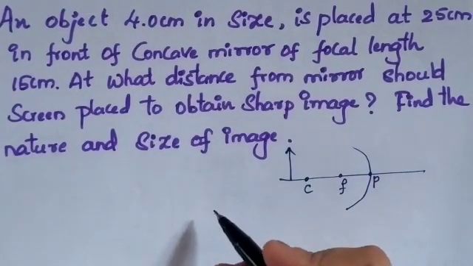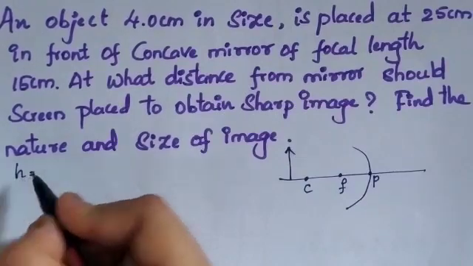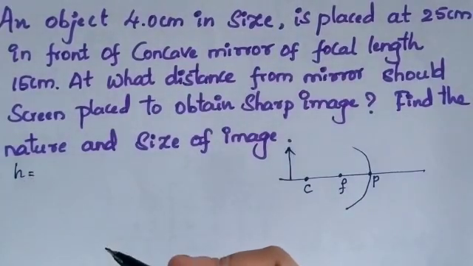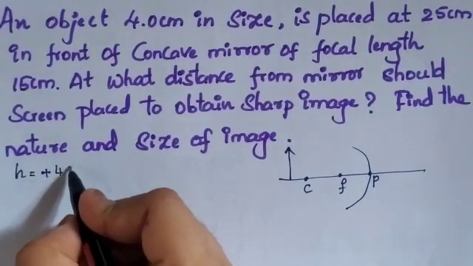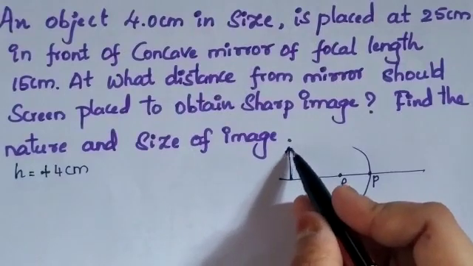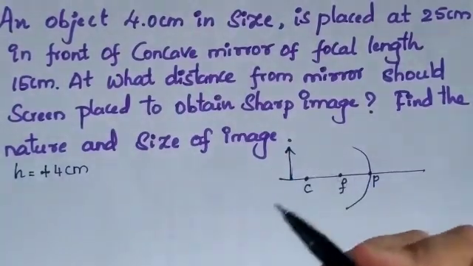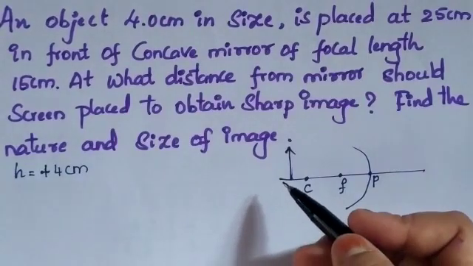Now let me write what parameters are given. H is equal to the height of the object. We are going to represent it as H here. H is plus 4 centimeter. Why is it plus 4? Because it is perpendicular to the principal axis, so obviously it is plus 4 centimeter.